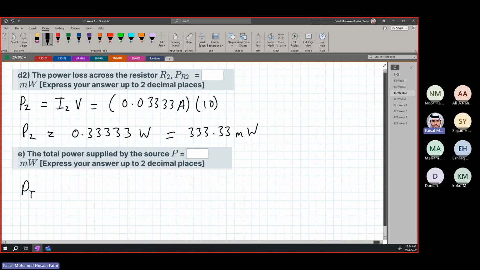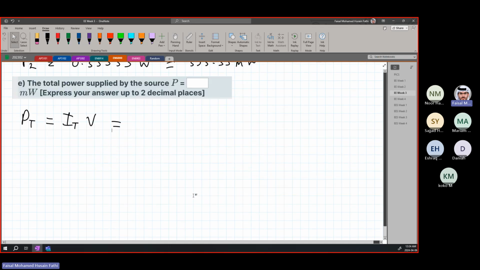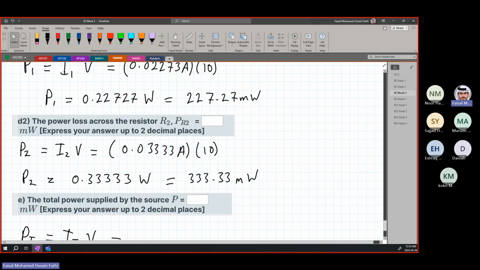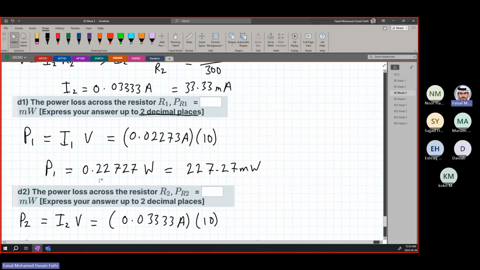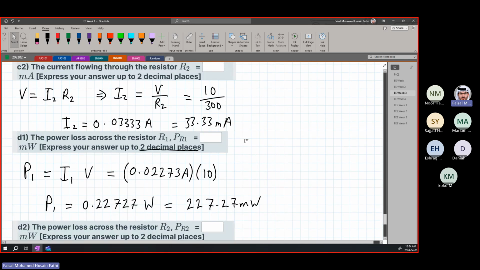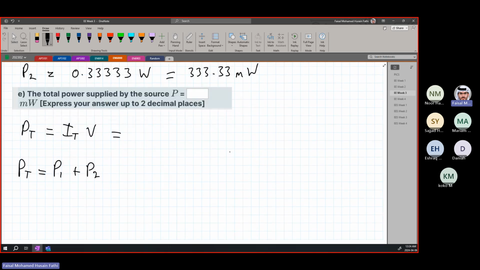And now it's asking for the total power supplied. P total is equal to I total times V. Or we could say P total is equal to P1 plus P2. And the power supplied, the power coming from the source, has to be equal to the full power that is being lost across all the resistors or absorbed by the resistors.